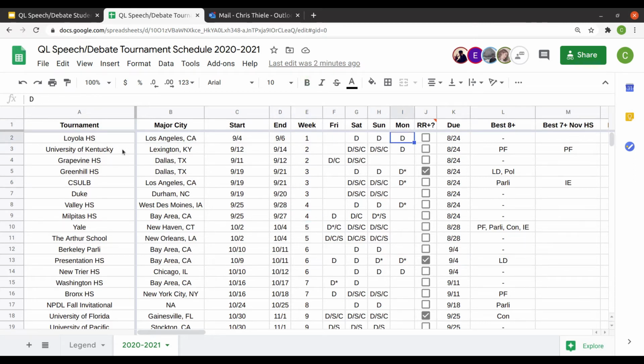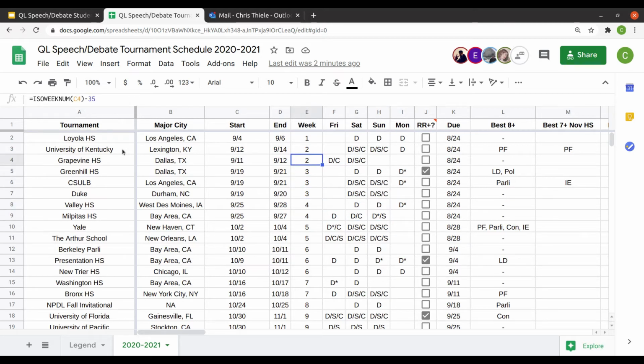and the day of the week the tournaments are on. D is debate, S is speech, C is Congress. So, for example, University of Kentucky, Congress might only be 2 days, speech only 2 days, whereas debate is 3 days because it carries over from Monday. If you see an asterisk, that lets you know that not all debate events are that day, just some of them. So Green Hill, for example, might just be policy on Monday and not LD, which ends on Sunday.